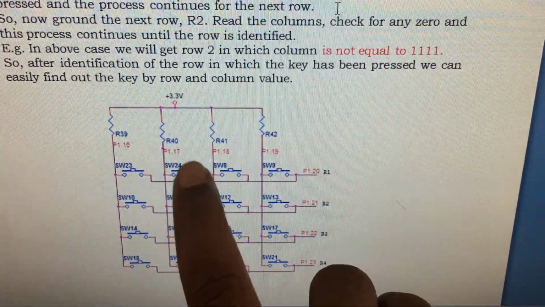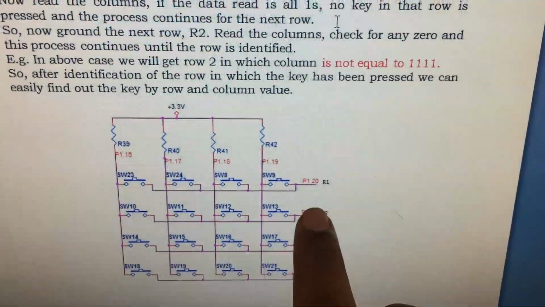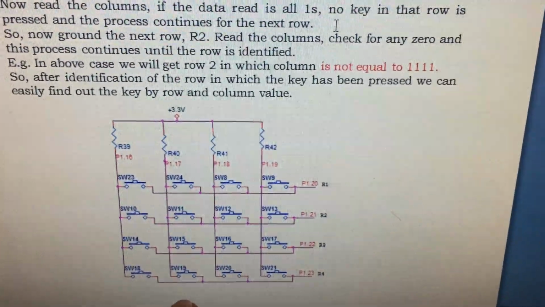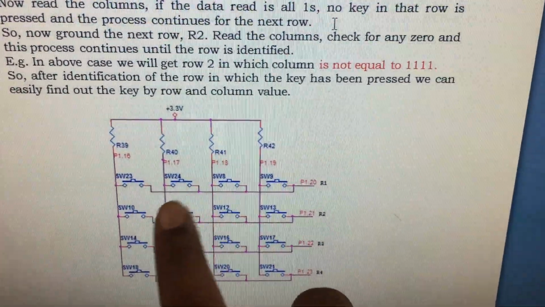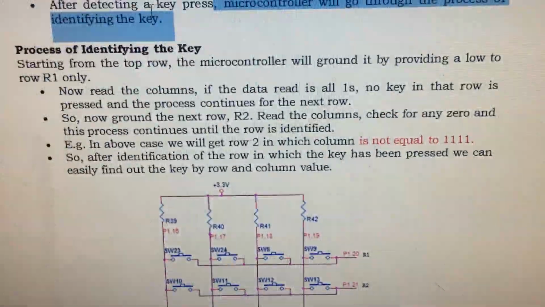Suppose I press any key here, that particular row R2 will become 0, and I know the particular column has also become 0. Therefore, this is the key which I have pressed. That will be displayed here. That's what I have mentioned here.